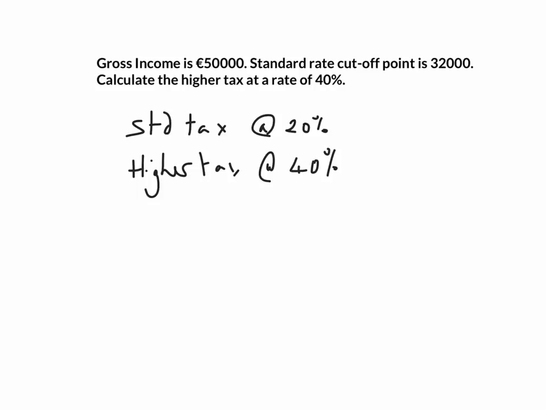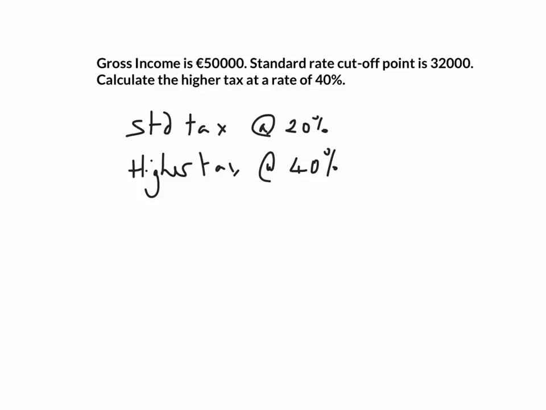Now, sometimes I find that students find working out the higher tax a little bit difficult, so here's a quick explanation. In this example, we're told that the gross income is 50,000. Standard rate cutoff point is 32,000. Calculate the higher tax at a rate of 40%.